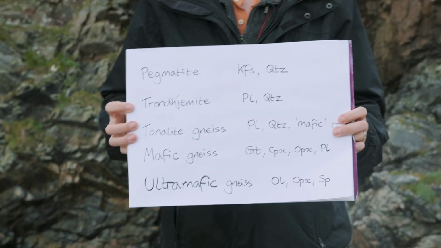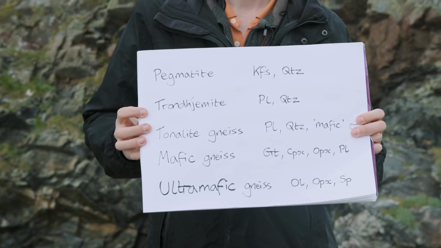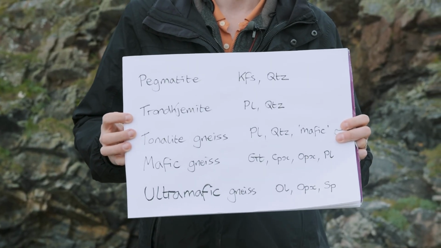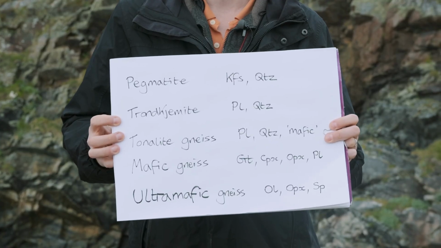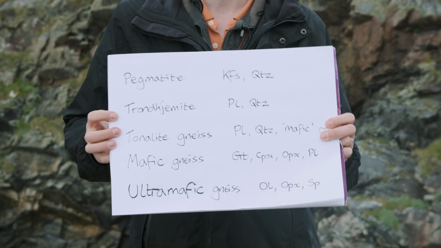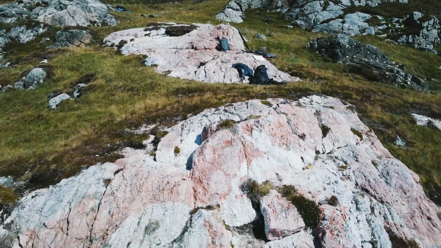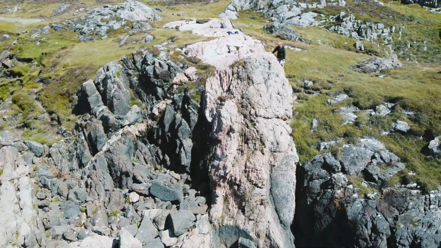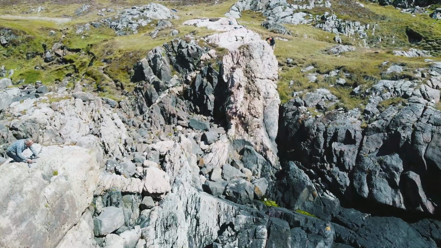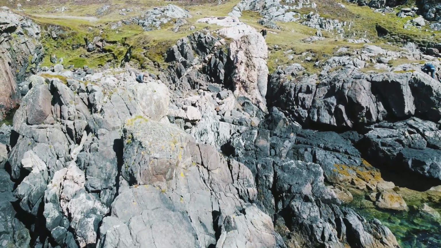These 5 rock types include ultramafic gneisses, mafic gneisses, tonalitic gneisses, which we previously referred to as TTG or grey gneisses, and we also have 2 igneous rocks, 2 intrusions that cross-cut these gneisses. These are pegmatites and trondhjemites. And the mineralogy, the colour and the structure of all these rocks are really quite different from one another, and it makes this locality ideal for mapping and sample identification. Let's go and have a look at some of these rocks.